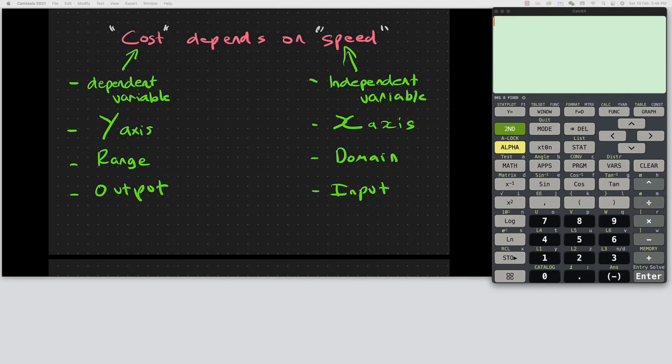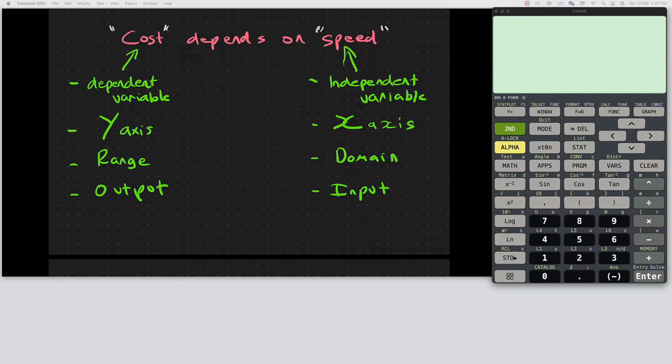Now, we got to get used to the different language that is going to be used. So when you're asked to answer questions, we may have to understand what is the dependent variable and what is the independent variable. So you can see up there in pink it says that cost depends on how fast the car is being driven. So cost depends on speed. So cost is the dependent variable and speed is the independent variable.